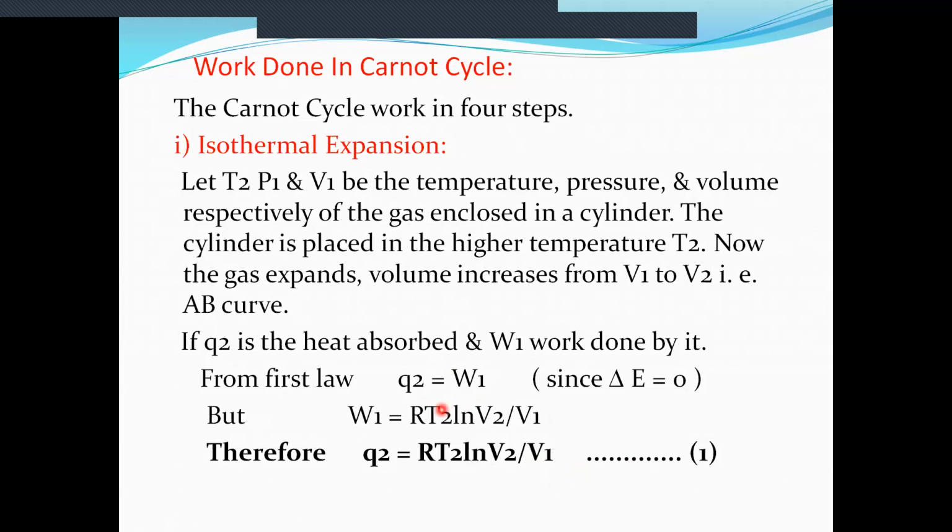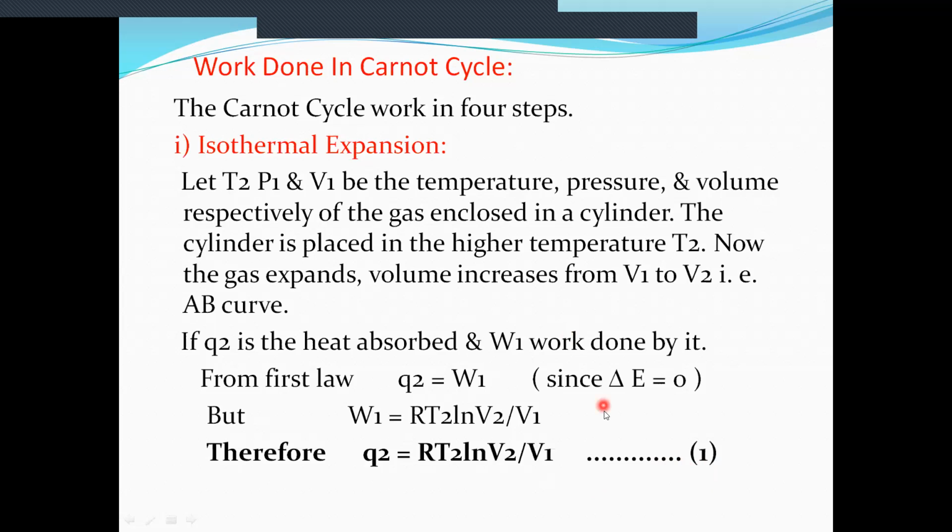That is, we have obtained the work done. Here work done is equal to the heat absorbed, because delta E is equal to 0. So Q2 is equal to RT2 ln V2 upon V1, where Q2 is heat absorbed, R is gas constant, T2 is the final temperature, V2 final volume, V1 initial volume. So this is the work done in isothermal expansion, and we read this equation as equation number 1.